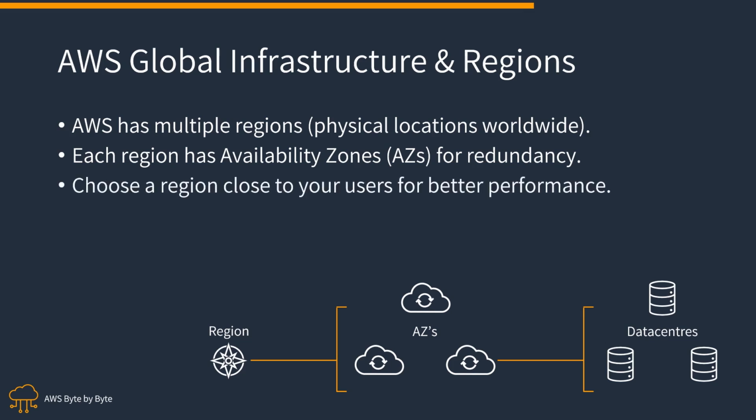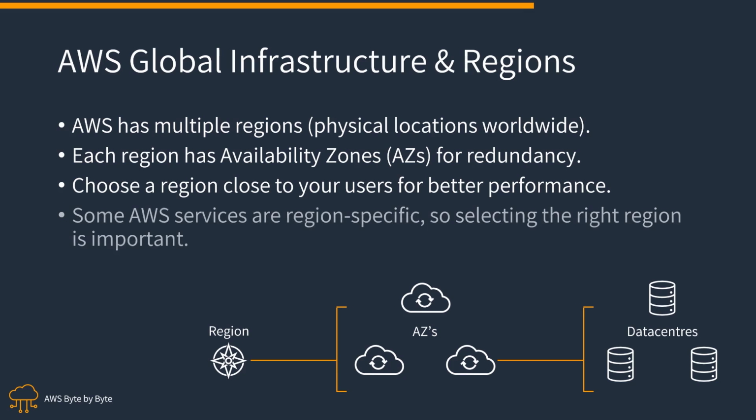When you launch an EC2 instance, it's important to choose a region that is closest to your users. This helps reduce the latency, which is the time it takes for data to travel between your users and your servers. For example, if your users are in Europe, hosting your EC2 instance in London or Frankfurt will give them faster response times than hosting them in North America or Asia.